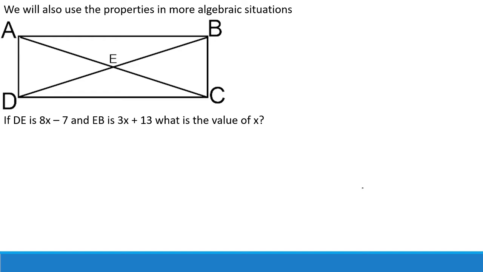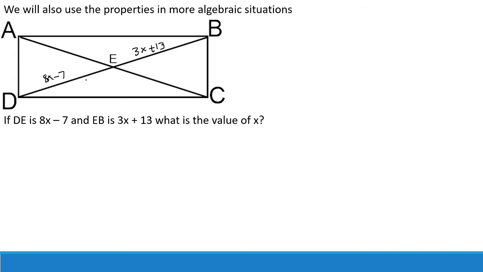Now let's get to some of the algebra of this too here. So remember, one of the properties of a rectangle is that the diagonals not only are congruent, but they bisect each other. So this is saying that if DE is 8x minus 7, so 8x minus 7, that's DE. EB is 3x plus 13, so 3x plus 13. What is the value of x? Okay, so if these are the diagonals of a rectangle, and again, I know that the diagonals bisect each other, that means I know that these diagonals cut each other in half.